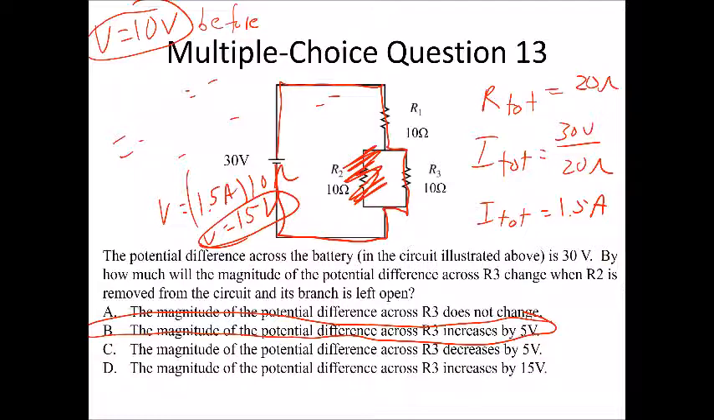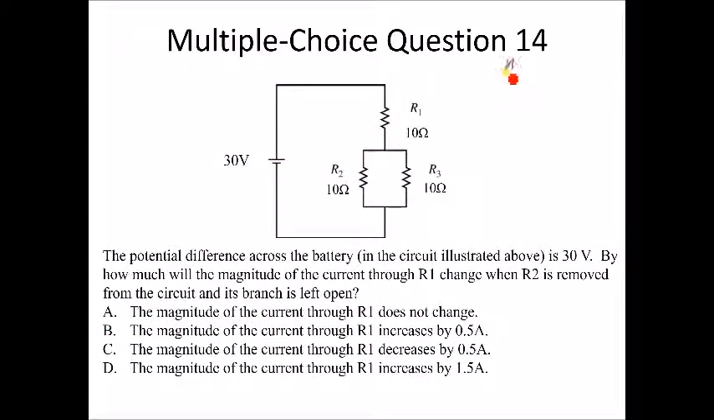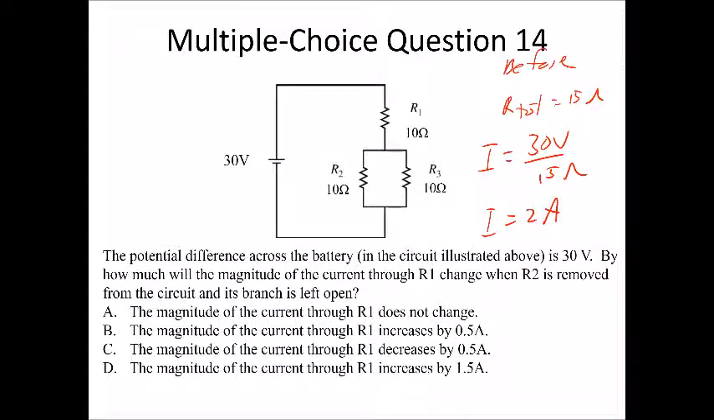If we go back to our previous work, remember that before we removed it, we had a total resistance of 15 ohms. So we calculated the total current, I equals 30 volts over 15 ohms, and we got a total current of 2 amps. This question is asking specifically about the current through R1. All the current from the circuit has to go through R1. So before the switch was made, we had 2 amps going through R1.